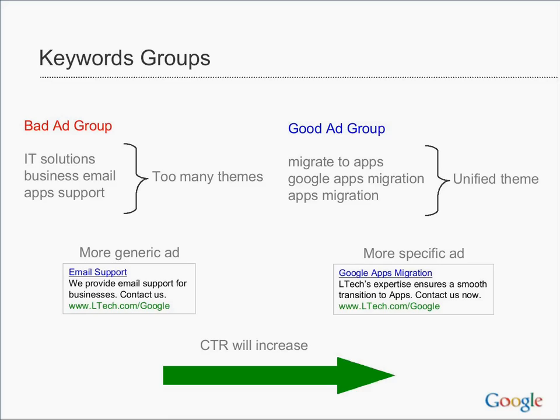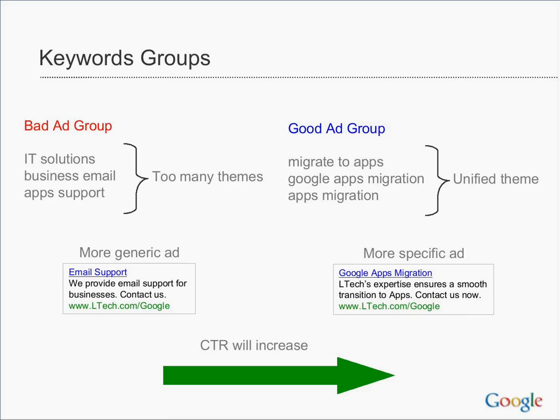Phrase match is a slightly more specific match type. It's going to allow your ad to show on searches that include the exact word order of the keywords in your account. And then finally, exact match will allow your ads to only show when searchers match the exact keyword inputted by the user.